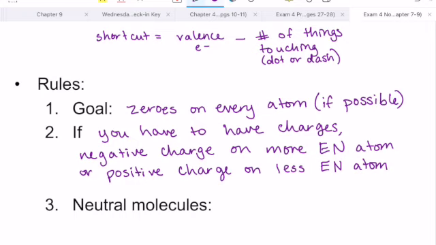Then, if your molecule is neutral, just like when we were finding oxidation numbers back in the day, what do our charges have to add up to if our molecule is neutral? 0, yeah. So if you have a neutral molecule, then our formal charges must add up to 0.